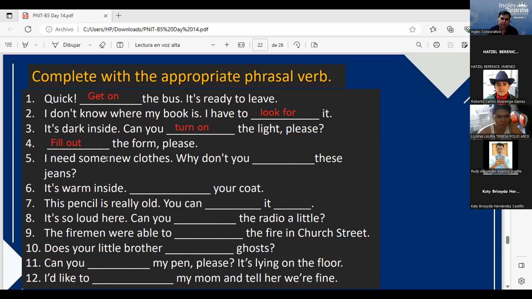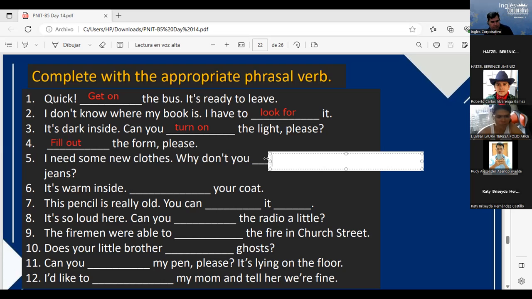Number five. I need some new clothes. Why don't you try on this gym? Try on. Try on this gym. No, try, T-R-Y. Yes, try on, excellent.